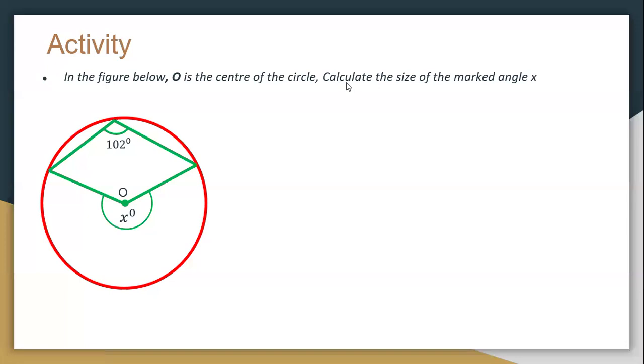Always it is a good practice. First, label your circle very well. You can say this is my A, this is my B, and C. Okay. Yes, Juma?